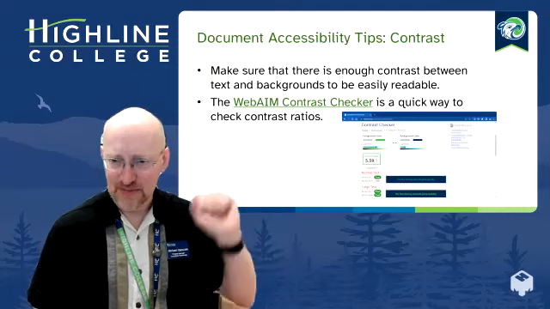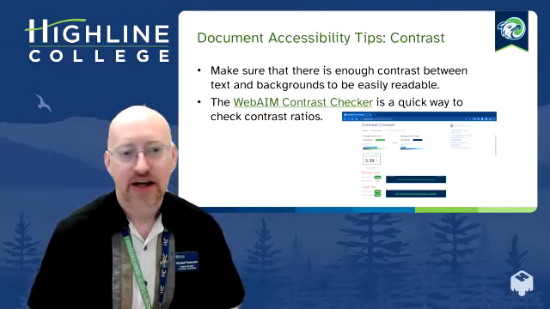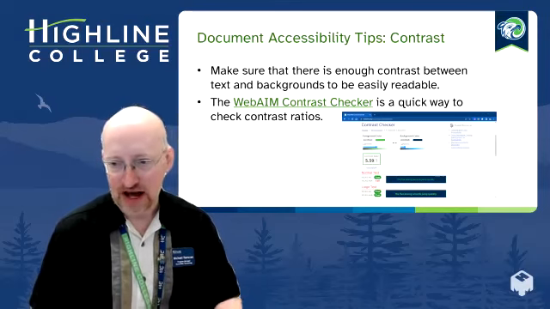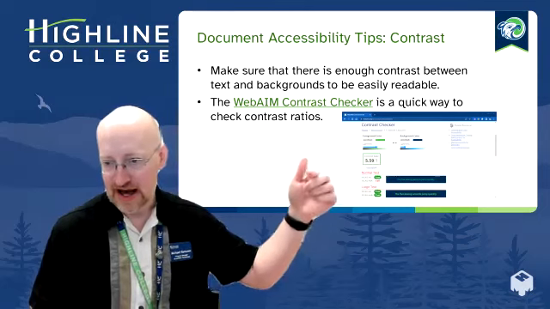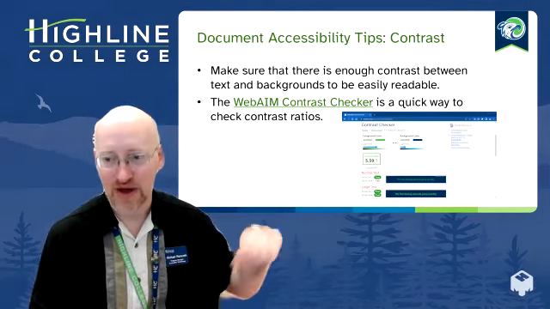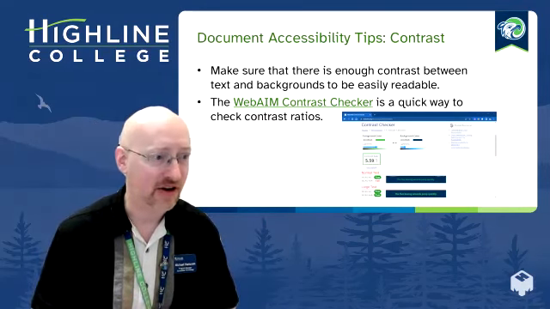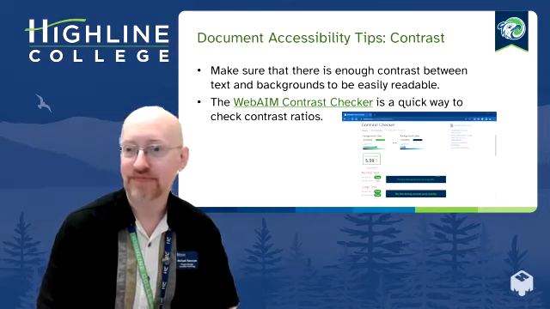There's a link here in the PowerPoint, or you can just Google for the WebAIM Contrast Checker. It's a very easy way to just use a little eyedropper to pick out your foreground color, pick out your background color, and get a readout of whether that passes or fails the contrast check to make sure that it's easily visible and easy to read.